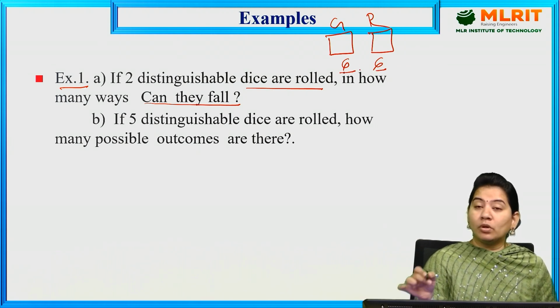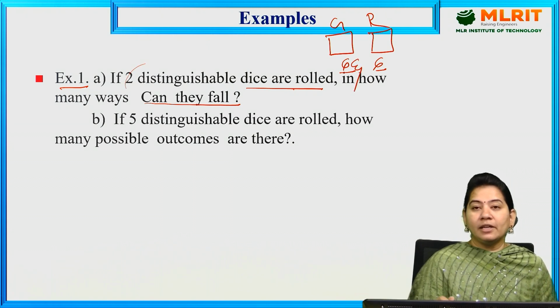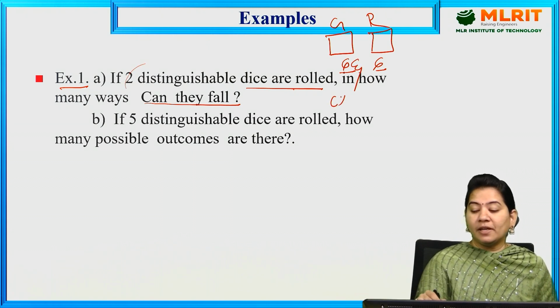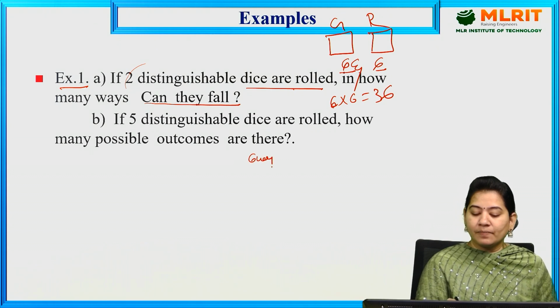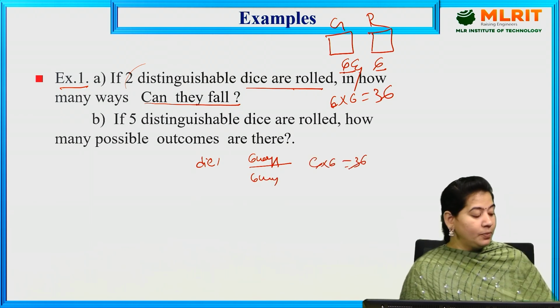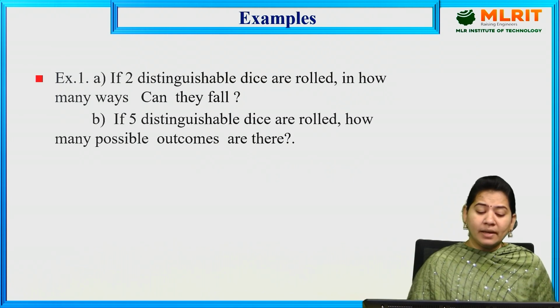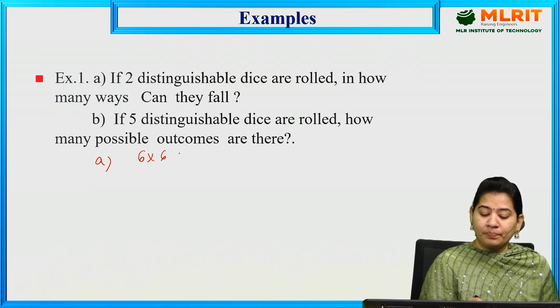Here both are going to occur, because two outcomes occur, so it is an AND. If we have 6 and 6, 6 into 6 is 36, so in total they will fall in 36 ways. One die can fall in 6 ways, the first die falls in 6 ways, and the second die again falls in 6 ways. Both are going to occur here. That's why 6 into 6 is equal to 36. So this is the answer: they can fall in 6 into 6, which is 36 ways.